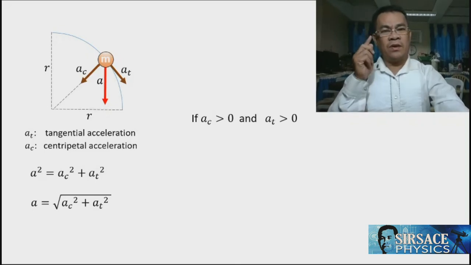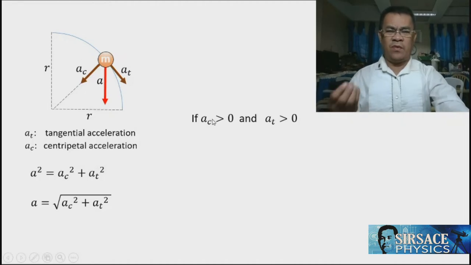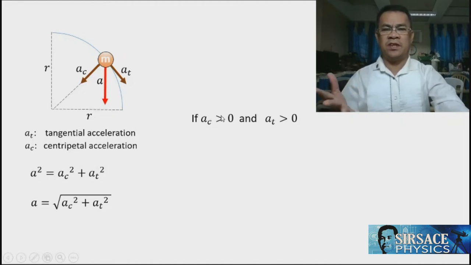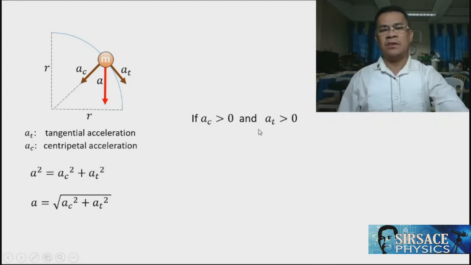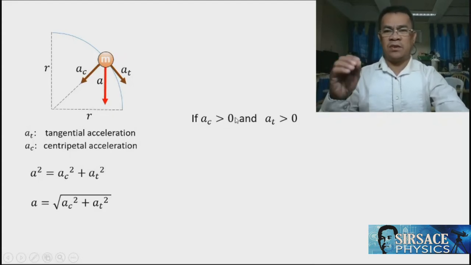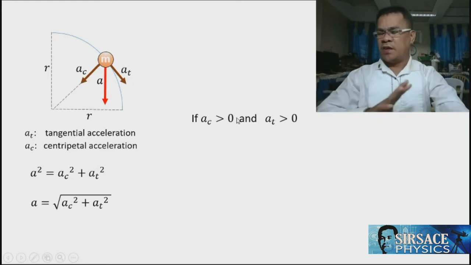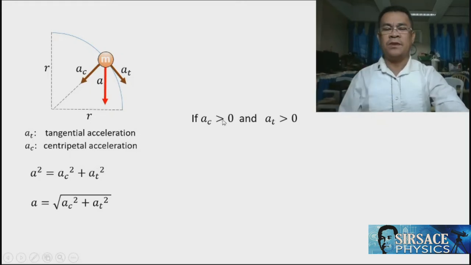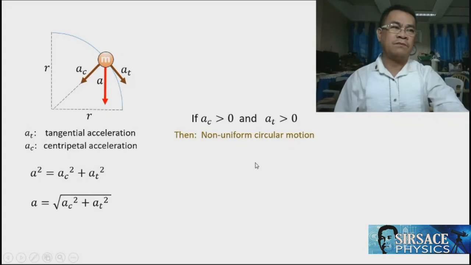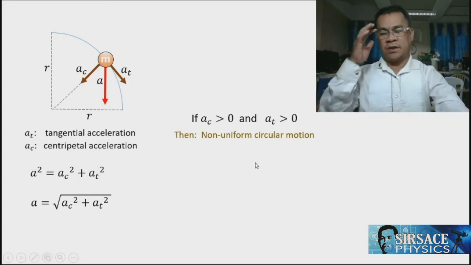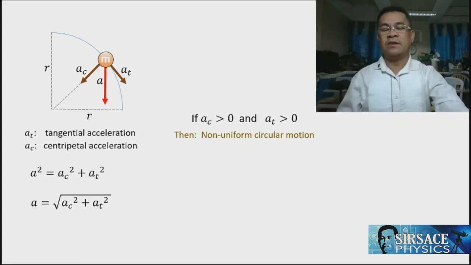Now, what will happen when the centripetal acceleration is not equal to zero, and the tangential acceleration is also not equal to zero? Therefore, there is a change in velocity magnitude, and there is also a change in direction. So this object undergoes the so-called non-uniform circular motion. Non-uniform, because the magnitude keeps on changing.